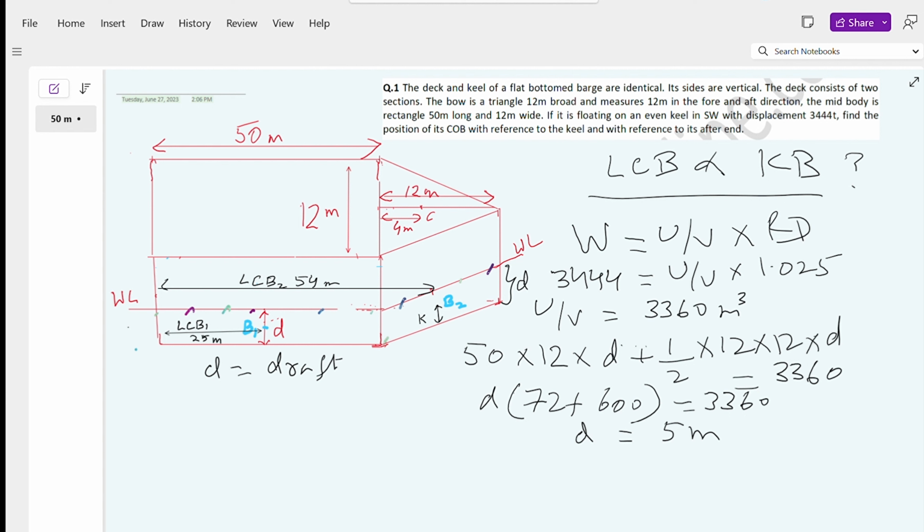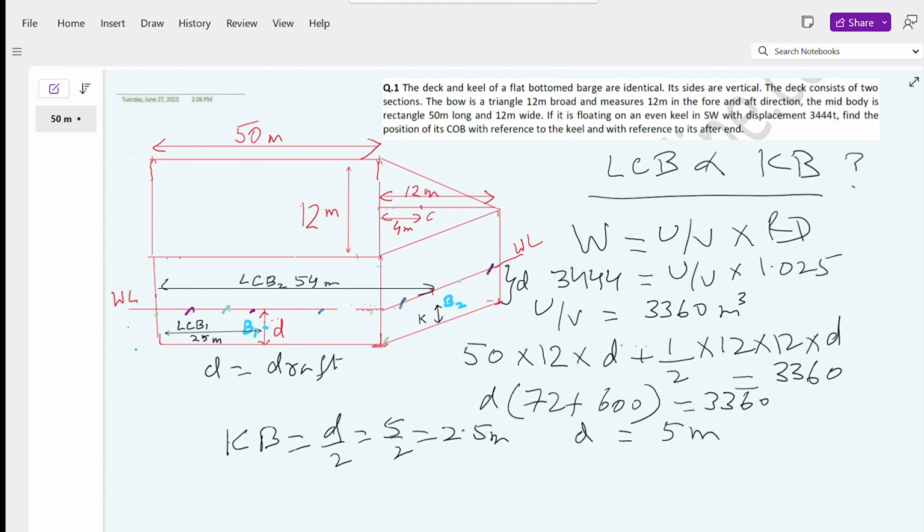Now KB is even keel, and if you see that one portion, the half portion is a rectangle, and KB of a rectangle is always half of the draft, and it's an even keel, so it's going to be the same everywhere. So I can easily write that KB will be D by 2, which is 5 by 2, 2.5 meter.